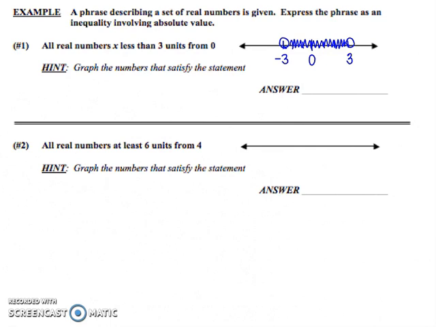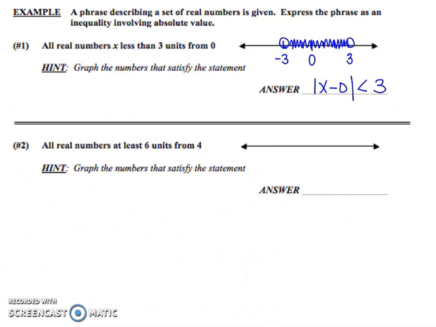So now that we have the picture, we should be able to take the picture and write the actual absolute value inequality. So once again, we know our center is at 0, so it's going to be x minus 0 inside the bars. We know that our distance from 0 is 3 units. This is an and statement with open circles, so it's going to be a less than.